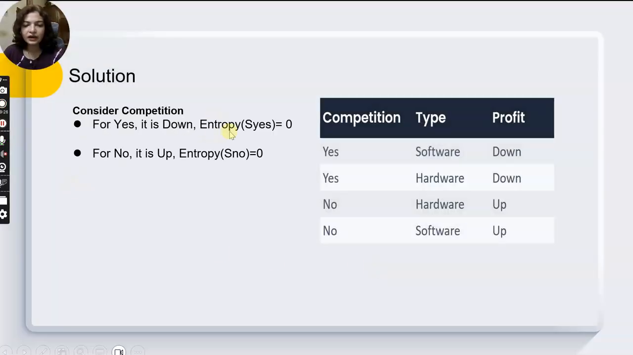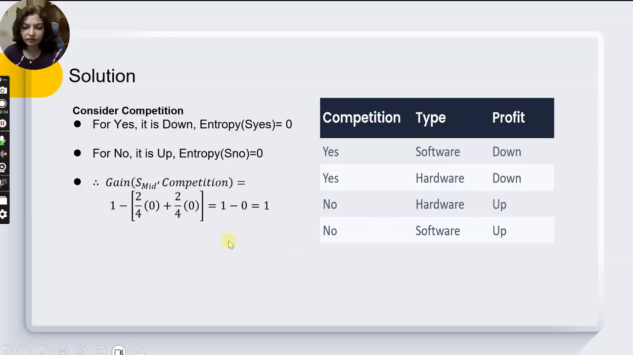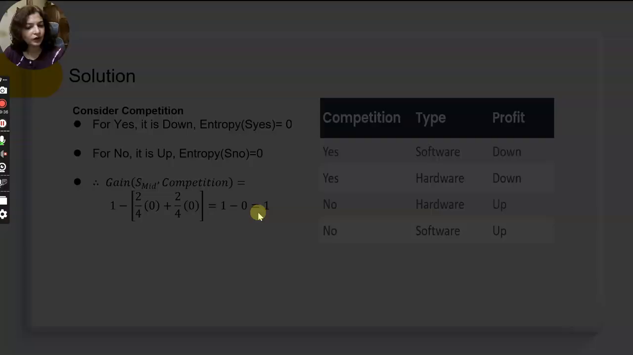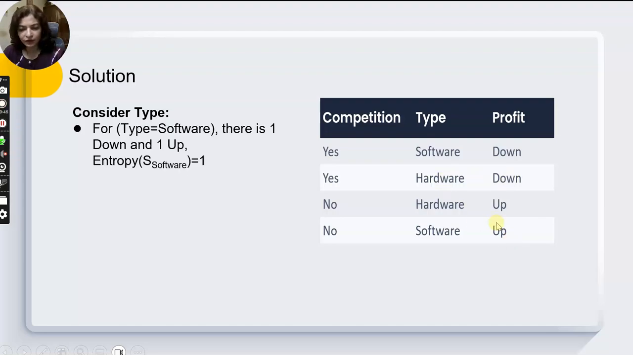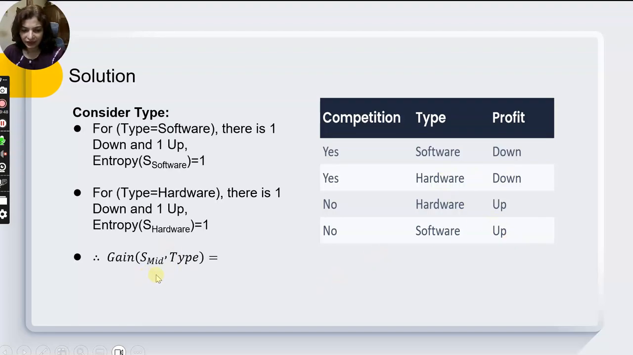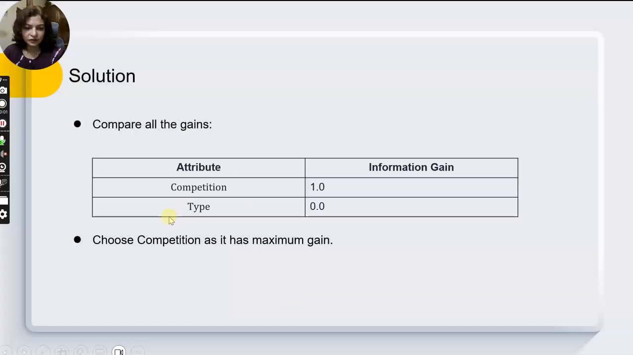So let's calculate entropy for yes. Entropy for yes is 0. And similarly, entropy for no is also 0. And therefore, gain is 1 minus 0, which is 1. Next, we'll calculate for type. Now, for software, it is down and up. For hardware, again, it is 1 down and 1 up. And therefore, information gain of type is: entropy of software is 1, entropy of hardware is 1. And therefore, gain is 0, 1 minus 1.